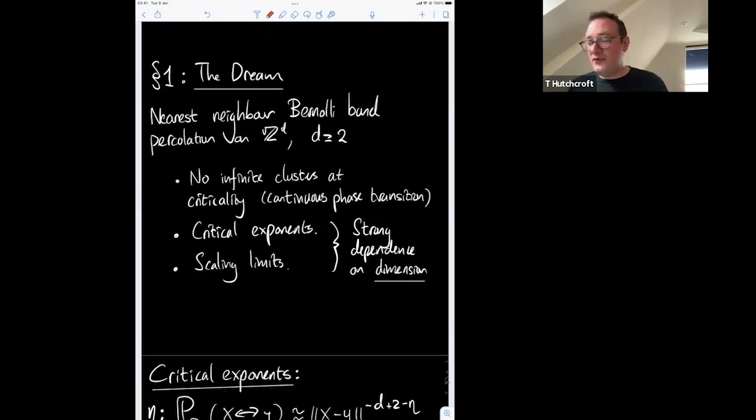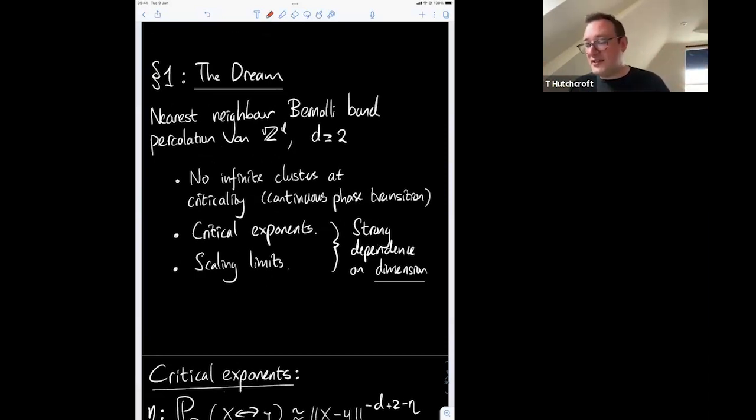Okay, so first of all, what is percolation? So the classical model of nearest neighbor Bernoulli bond percolation. So we start with the hypercubic lattice, right? So the strings of length d of integers which represent the vertices, and where there's an edge between two vertices if they differ by plus or minus 1 in exactly one coordinate, right?